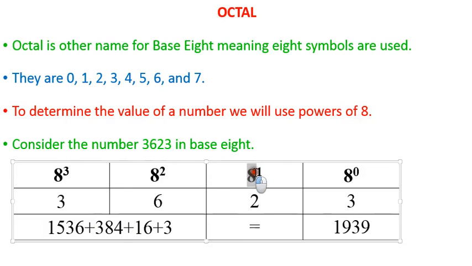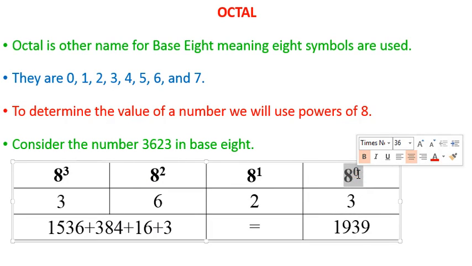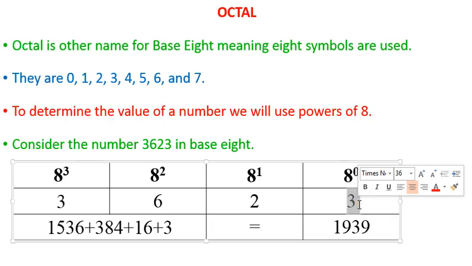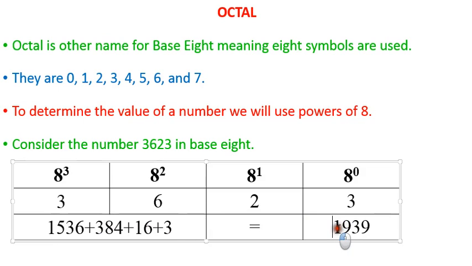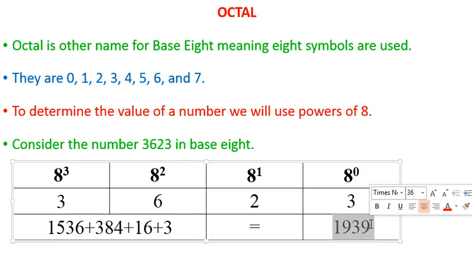Then the next one, 8 raised to power 1, which is 8, times 2 will give you exactly 16. And then the last one, 8 raised to power 0, as we know, any number raised to power 0 is equal to 1. Then that one should be multiplied by 3, and this will give us 3. Now if we add this, that is 1536 plus 384 plus 16 plus 3, it will give us 1939 in base 10, that is in decimal.